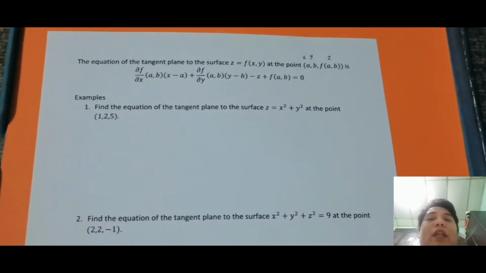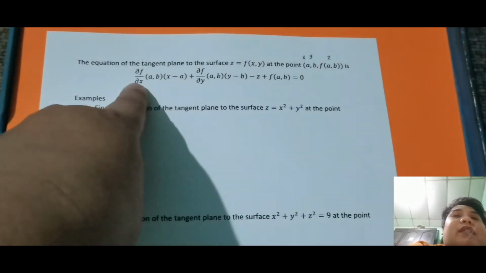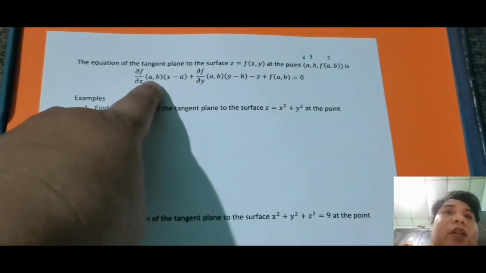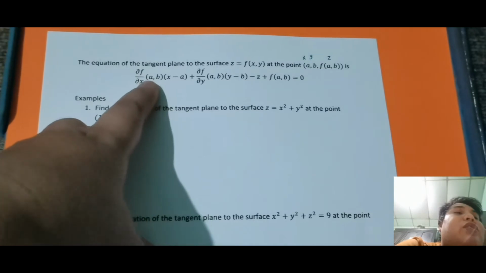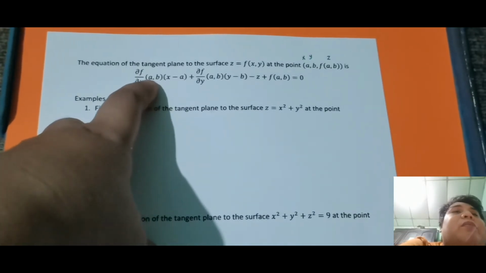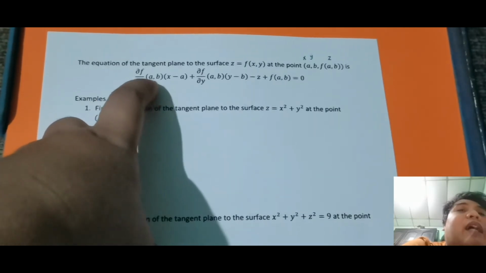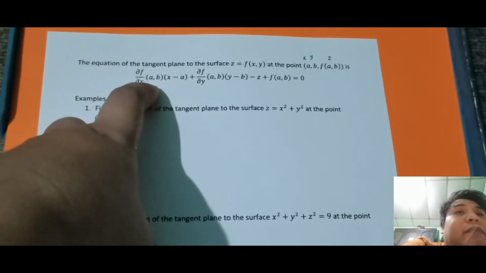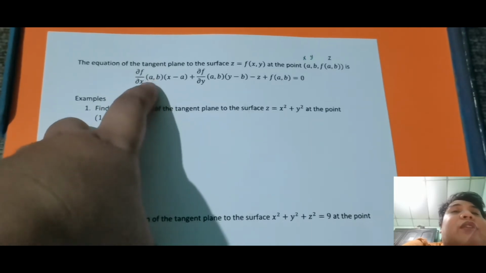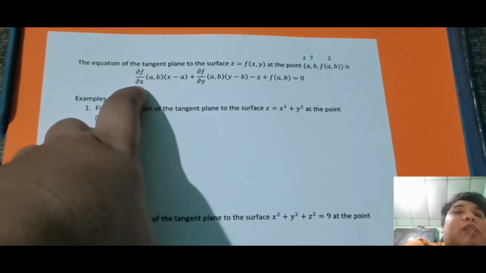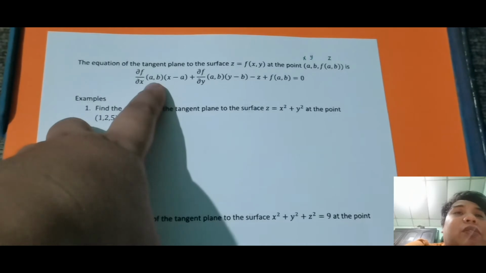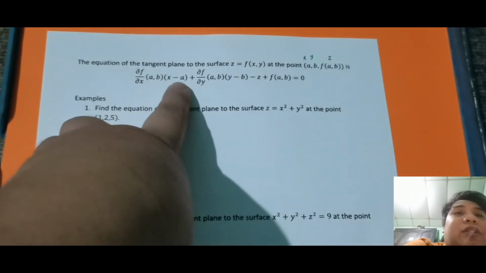Okay, so in general, ang ating magiging formula is just the partial of f with respect sa x of a comma b. So anong gagawin dito? Ibig sabihin, kukunin ko muna yung derivative o yung partial derivative ng function with respect sa x. After nun, isa-substitute ko yung value ng a comma b. Again, kunin ko muna yung partial derivative of f with respect sa x, saka ko substitute yung value. And then, multiply ko sa x minus a.